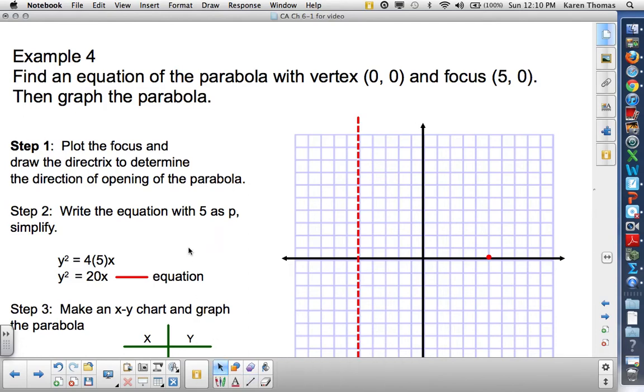That tells me that this is going to be the equation where you have a y squared equals 4px, when it opens on the side. What I mean by opening on the side is that the parabola that's graphed looks like this. It opens sideways. And I simply write the equation with 5 as p. So I have y squared equals 4 times 5x. That comes from my y squared equals 4px equation. I simplify and have y squared equals 20x.